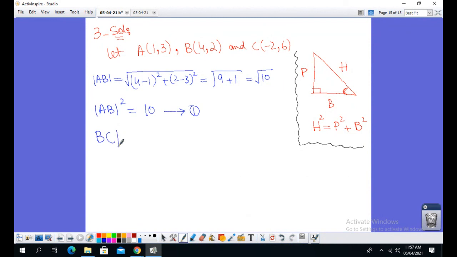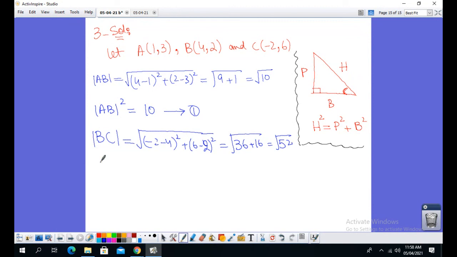Now we take BC. When we take the distance between B and C, we have x2 minus x1 plus y2 minus y1 squared, which means the square of 6 is 36 and the square of 4 is 16, and 16 plus 36 becomes 52.